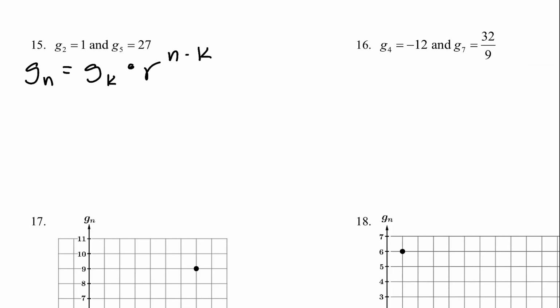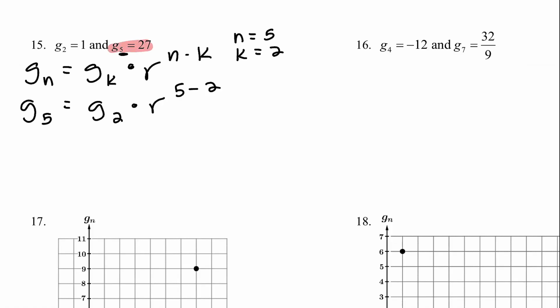So one like 15, we didn't do one like this in the notes, where they don't give you R, they could give you 2 G's. So again, we're going to use the same formula. Again, I like to make N the bigger one. I'm going to make N 5, and I'm going to make K 2. And you can almost plug everything in first. So G of 5 is equal to G of 2 times R to the 5 minus 2. I can kind of plug this stuff in.